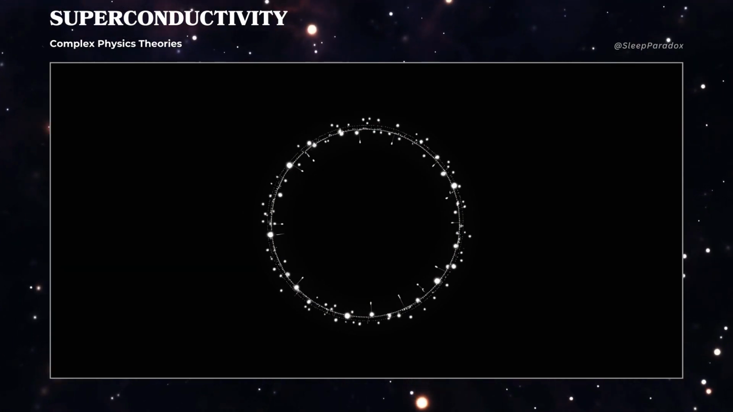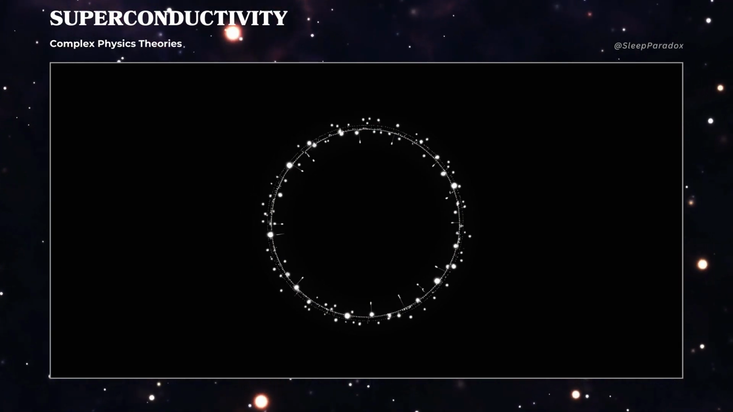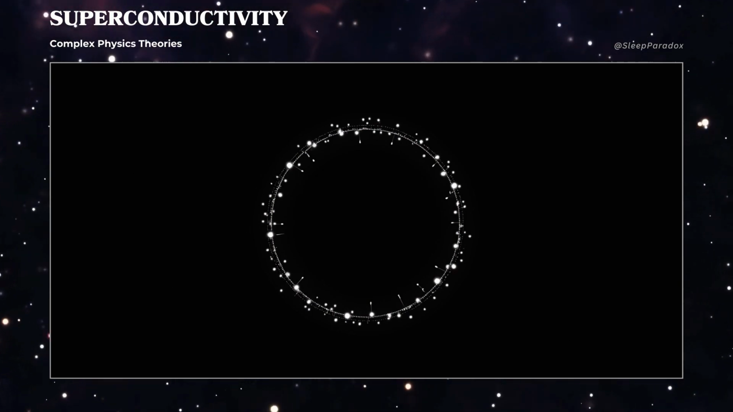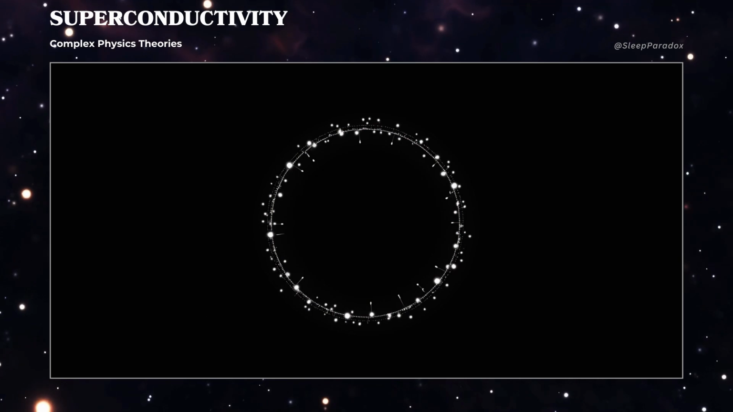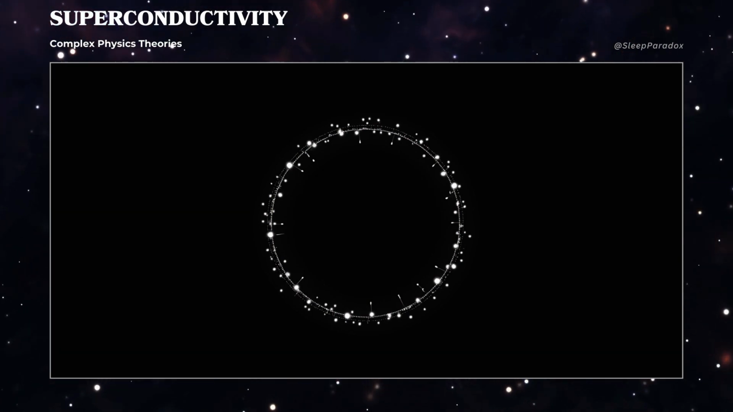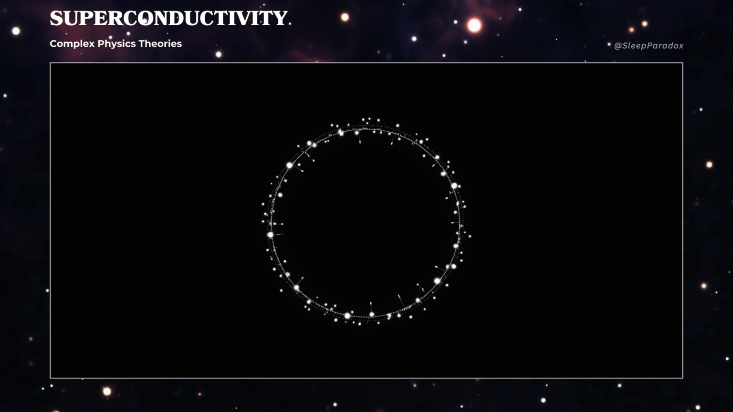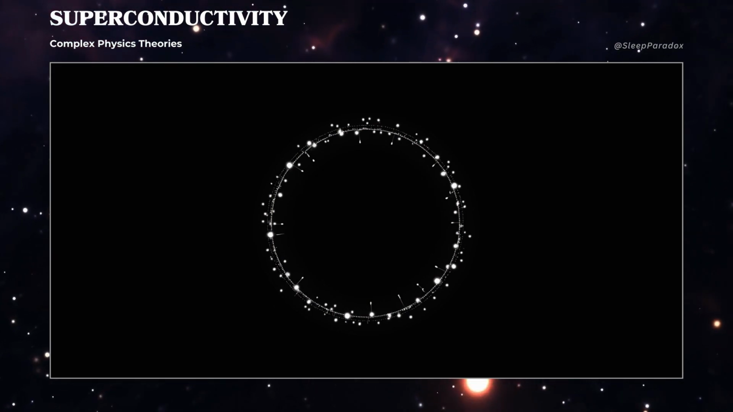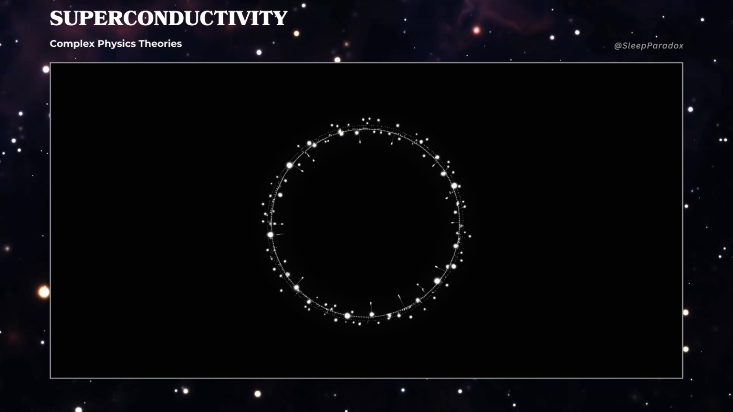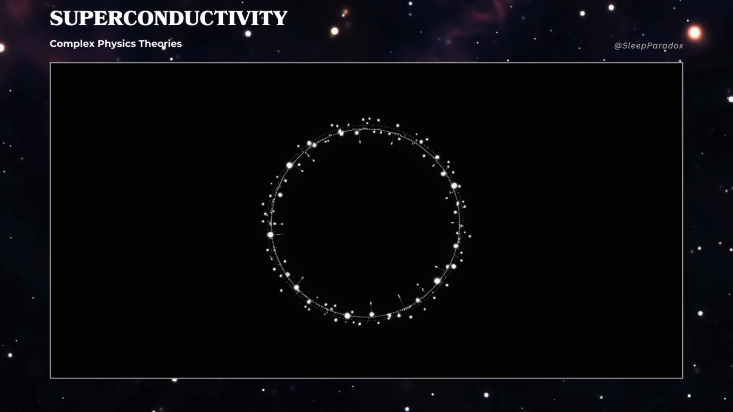Since then, scientists have discovered many other materials that exhibit superconductivity, including certain ceramics and alloys. The temperatures needed to achieve superconductivity vary, depending on the material, but in all known cases, they're extremely cold, usually just a few degrees above absolute zero. So how does it work? The key lies in the behavior of electrons inside the material.